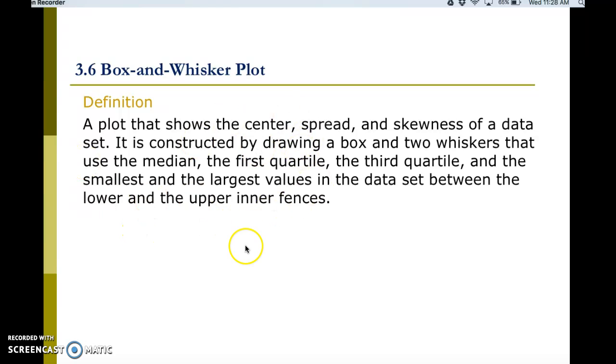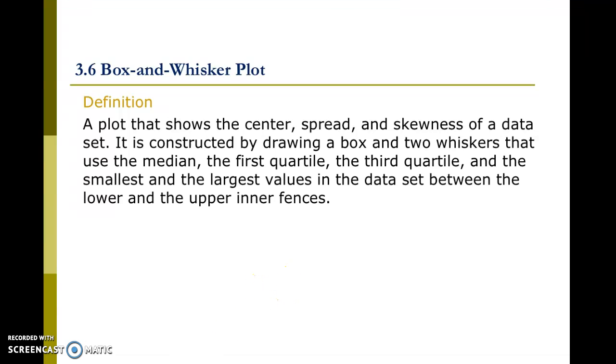So here's the definition of a box and whisker plot. It shows the center, the spread, and the skewness of a data set. We draw a box and two whiskers. They use the median, the first quartile, the third quartile, and the smallest and largest values in the data set between the lower and the upper inner fences. And that's the new thing that we're going to be talking about today.